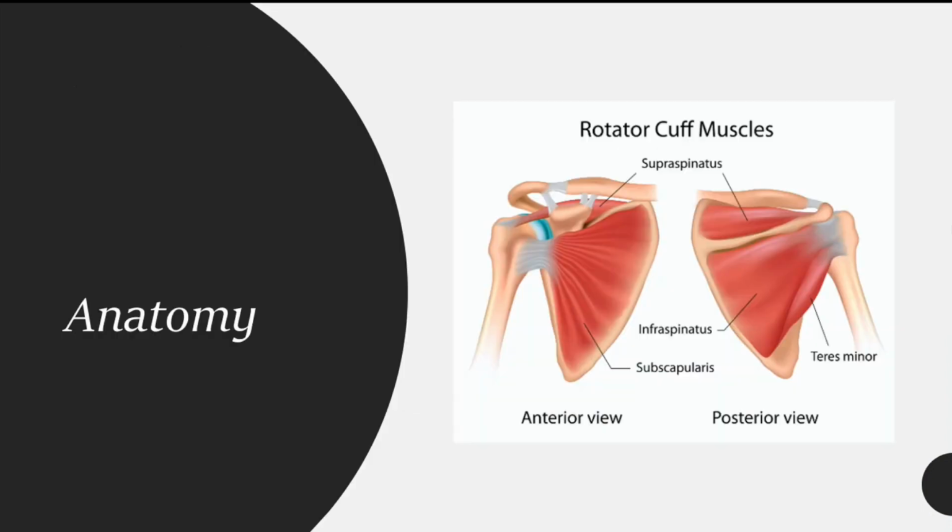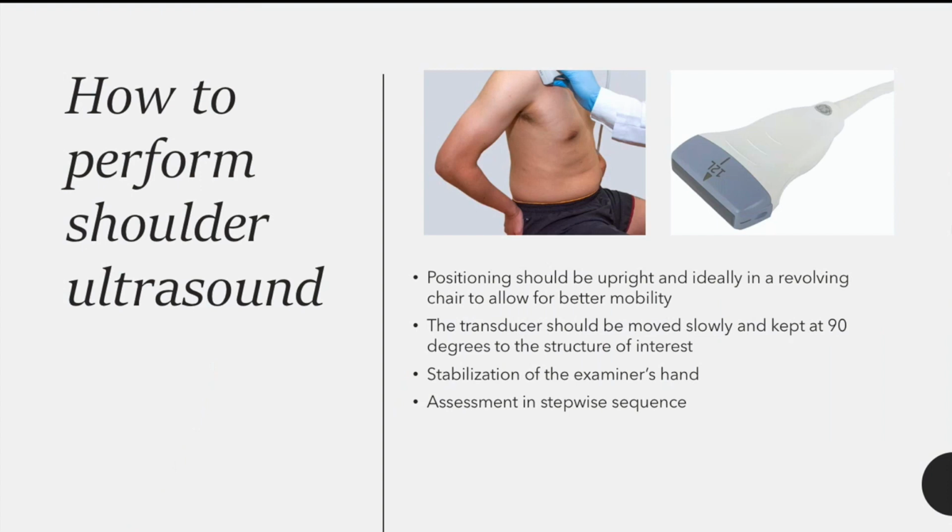Next slide. So here's a brief review of the anatomy, the anterior and posterior view of the four muscles that make up the rotator cuff. There's the supraspinatus, the infraspinatus, the subscapularis, and the teres minor. Next slide. Just briefly going through some of the technical aspects on how to actually perform the ultrasound.